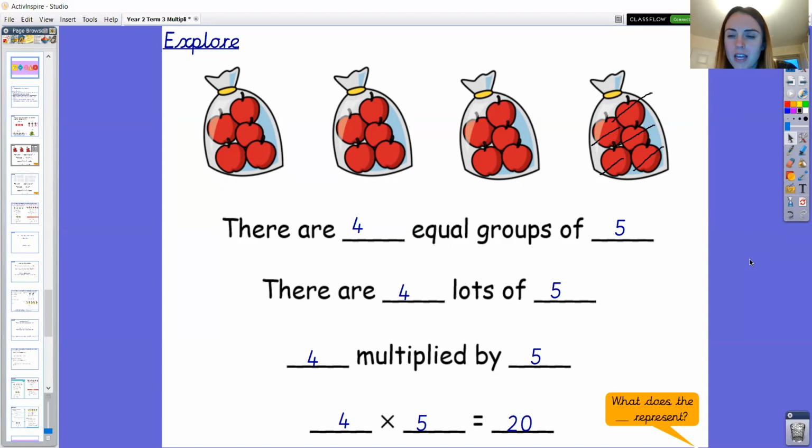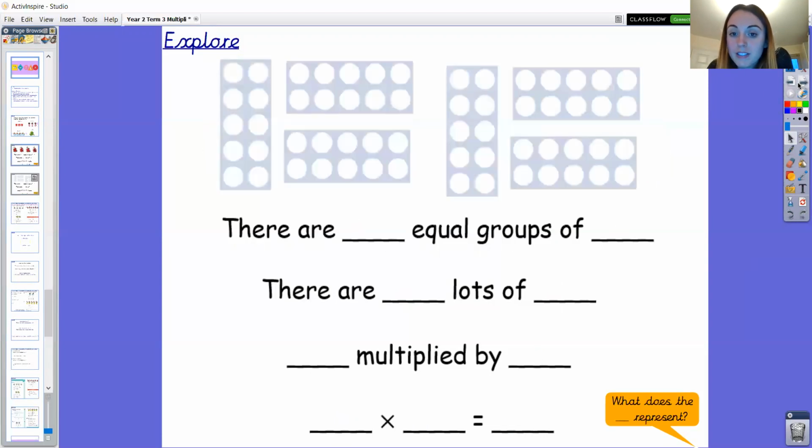Brilliant. Now, what does the number 20 represent? Well done. The number 20 represents the total, or when doing multiplication, can you remember what we call it? The product. Well done. So the number 20 represents the product, which is the total amount of apples altogether. Fantastic. Well done, year 2.